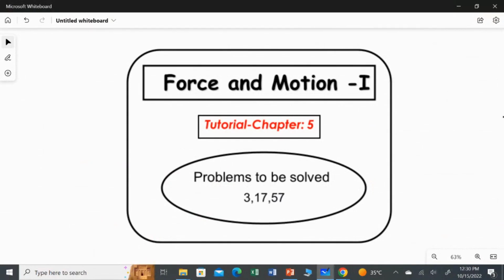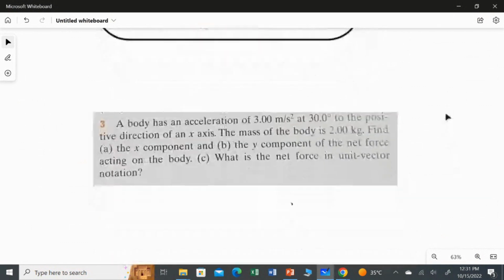In this video, I am going to solve these three questions, which are taken from Chapter 5, titled Force and Motion, Part 1. These three questions are taken from the book Principles of Physics, 10th edition. Let's start the first question.